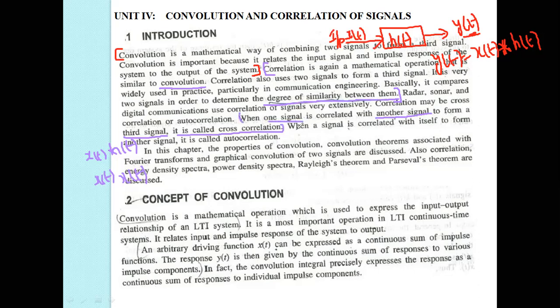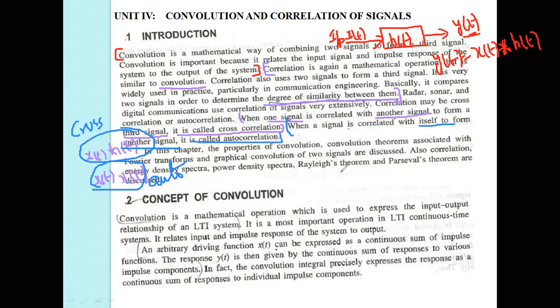Okay, my dear students. Now here, when a signal is correlated with itself, same signal, itself, it is auto; different, it is cross. When the signal is correlated with itself to form another signal, it is called auto correlation.